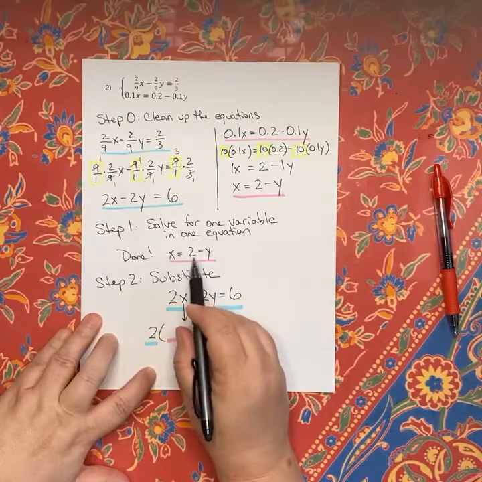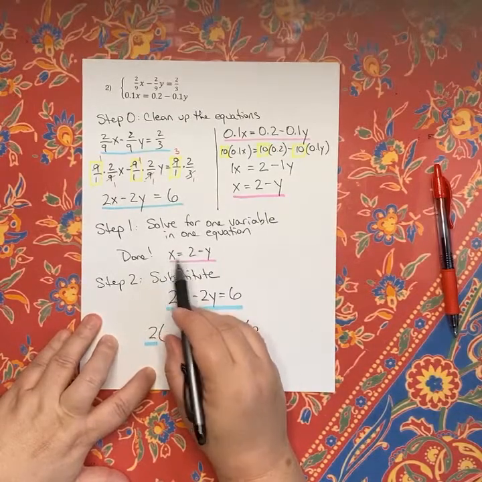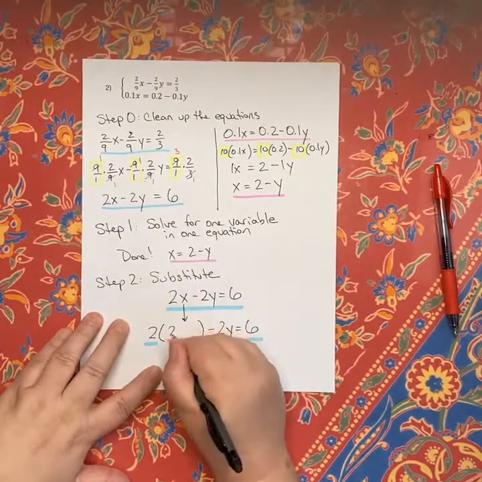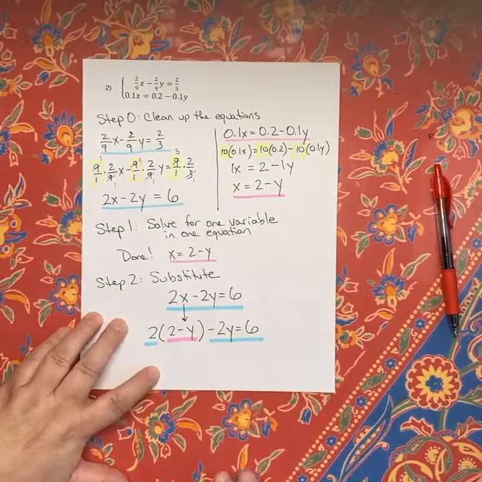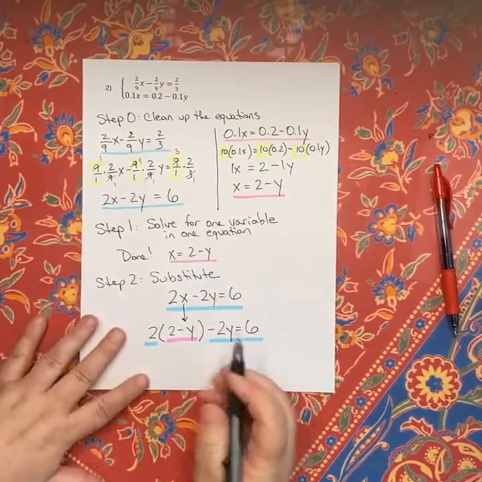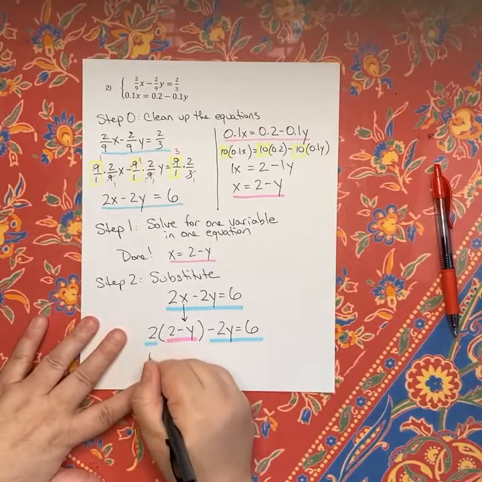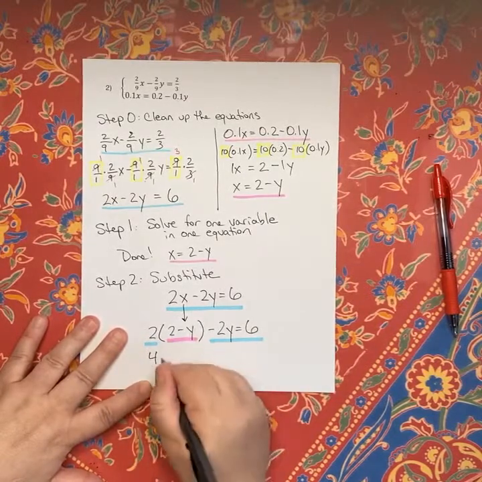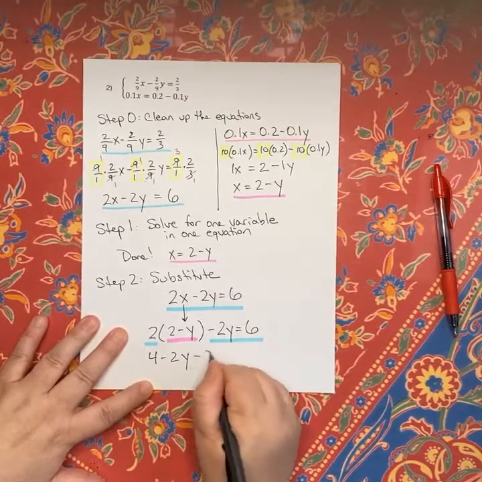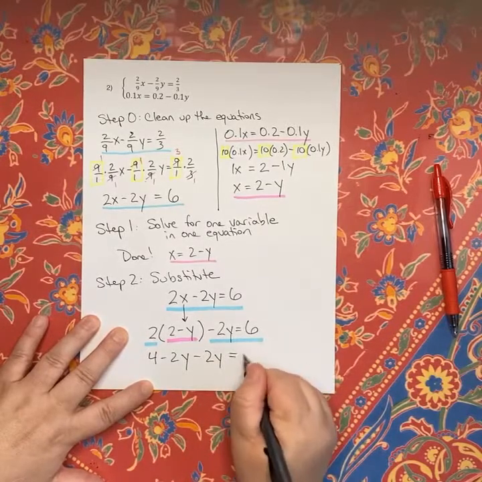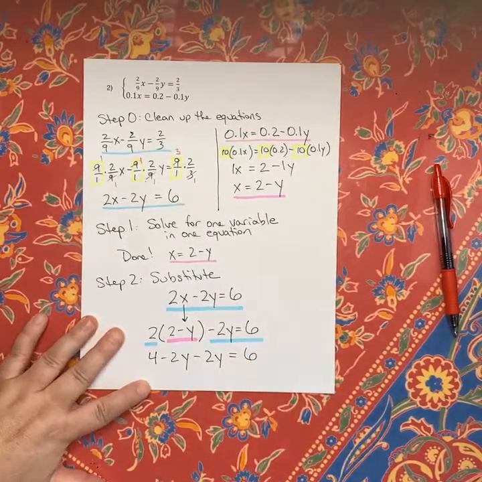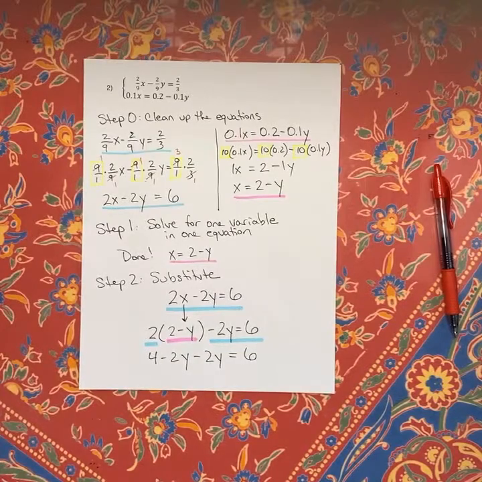So x, I'm going to substitute in there for x. X is also equal to 2 minus y. So wherever I see x, I can actually put in 2 minus y. So I'm going to put the 2 minus y in there. And then let's go ahead and see what I've got. I've got 2 times 2 is 4, minus 2y, minus 2y equals 6.